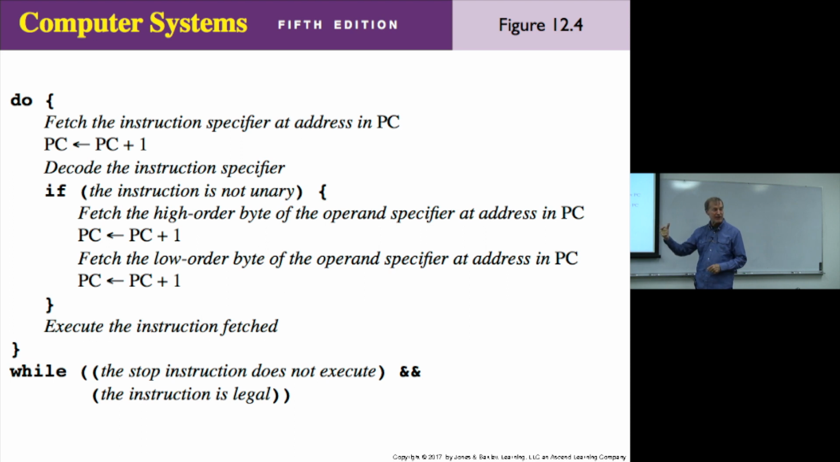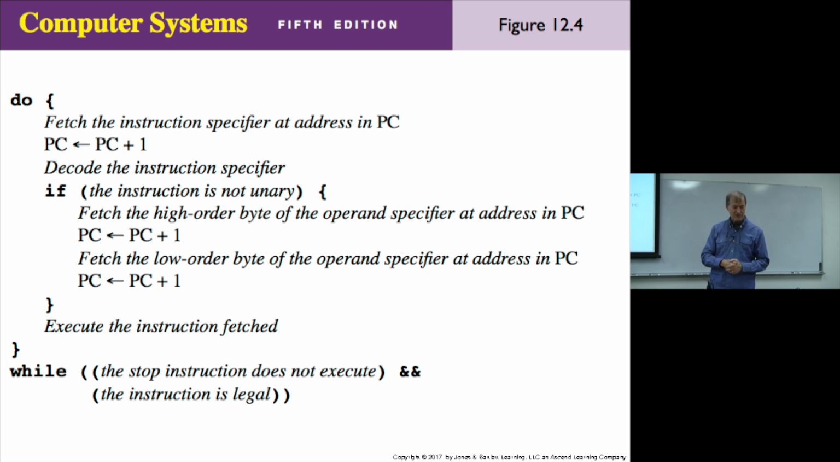At that point, we can figure out whether it's unary or not. If the instruction is not unary, we have to grab 2 more bytes. You fetch the high order byte, with PC having been incremented so that it is the address of the first byte of the instruction specifier. And then once we get that byte, we get the low order byte, and PC gets PC plus 1 again. So in total, you see by this code that PC will either be incremented by 1 or by 3.